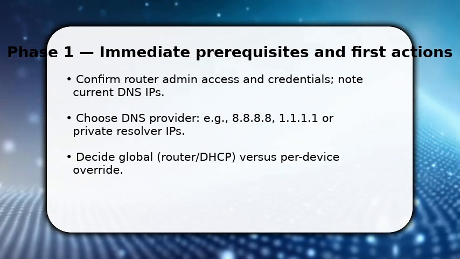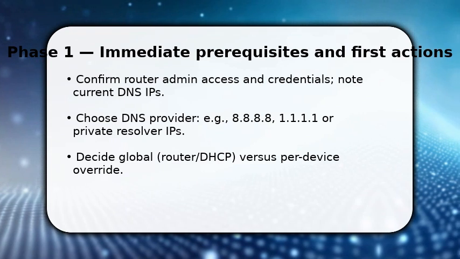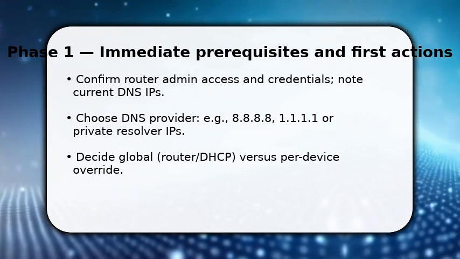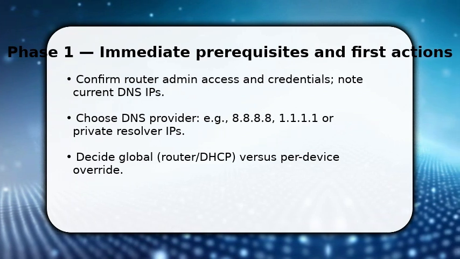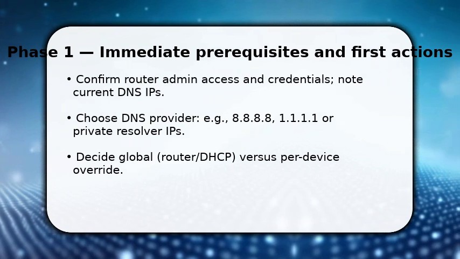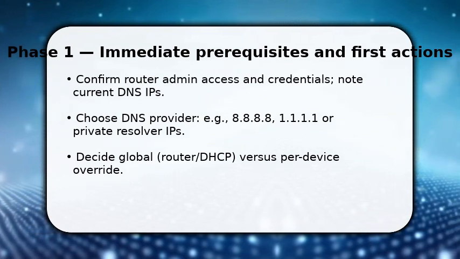You choose a trusted resolver because performance and filtering depend on that choice. Make sure to copy the primary and secondary IPs exactly. Small typos break name resolution. If you prefer per-device control, pause here and note the OS-specific steps you will use later.